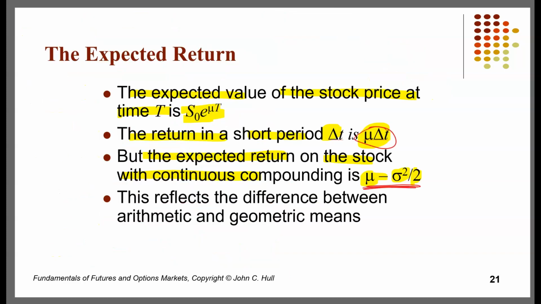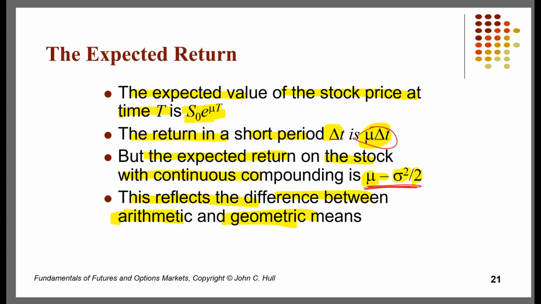All right, and so this reflects the difference between the arithmetic return and the geometric return. We talked about that, and remember that the geometric return is always smaller than the arithmetic return. And as a rule of thumb, you can think that the geometric return is smaller than the arithmetic return by a factor of variance divided by 2.